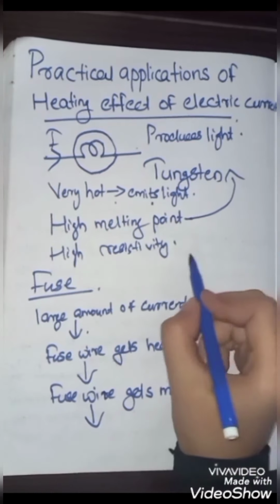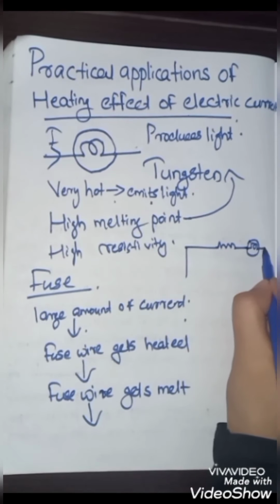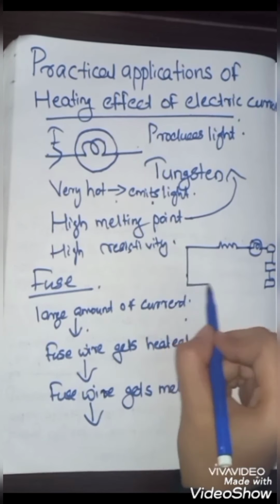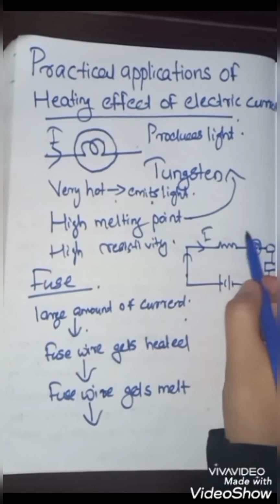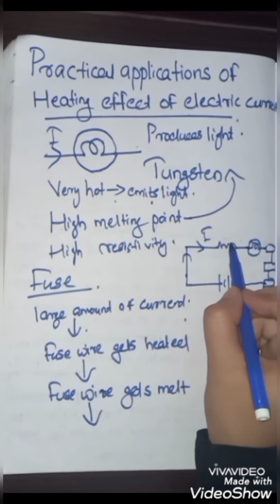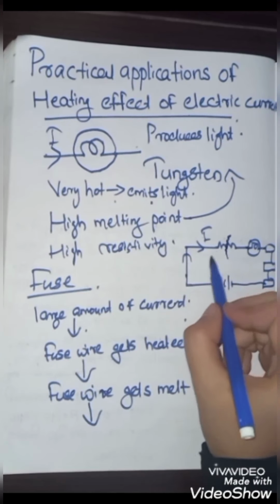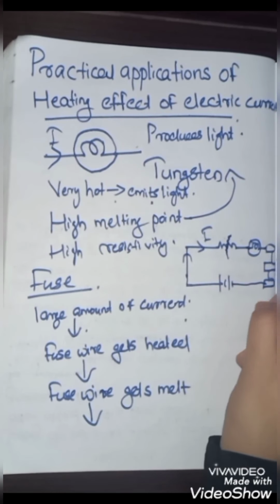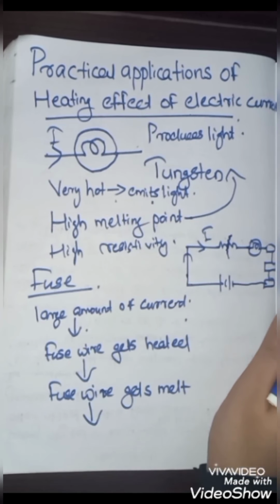Here is a simple circuit. Suppose this is the fuse wire, and there are an electric bulb, refrigerator, grinder, fan, etc. When a high amount of electric current flows through this circuit, the fuse wire melts and breaks, and the electric circuit is blocked, so the electrical appliances, the refrigerator, grinder, electric bulb, fan, etc., are protected.